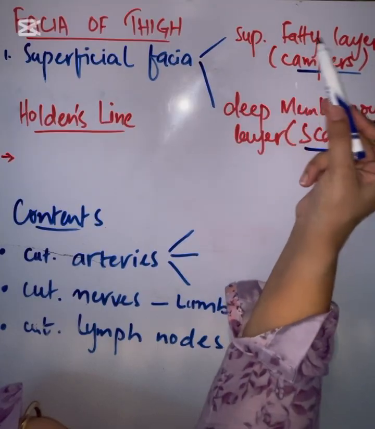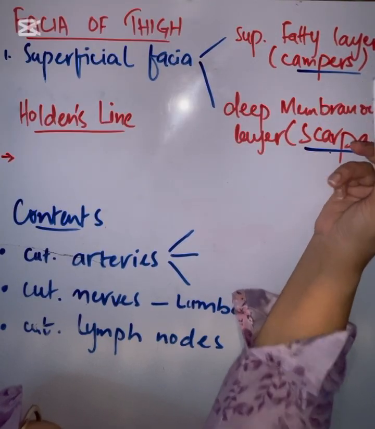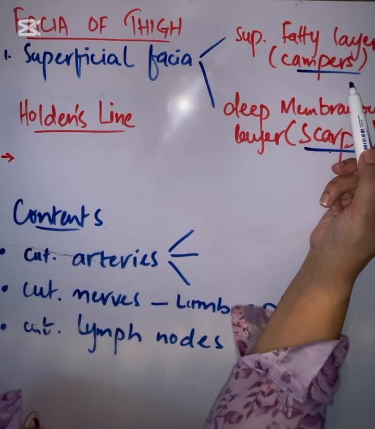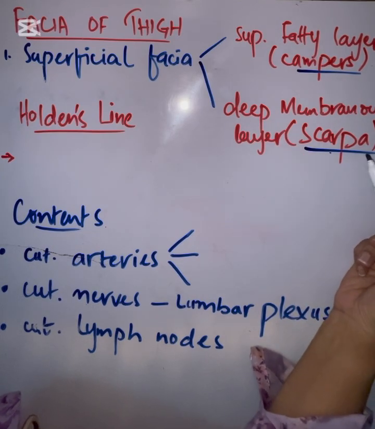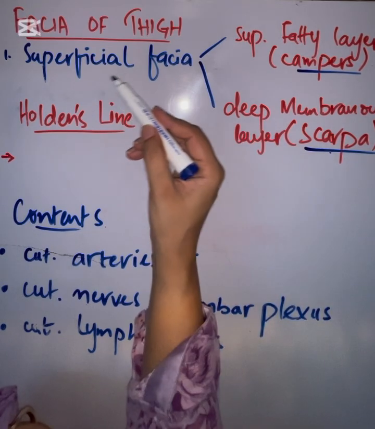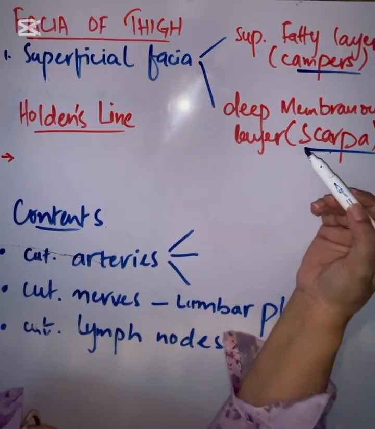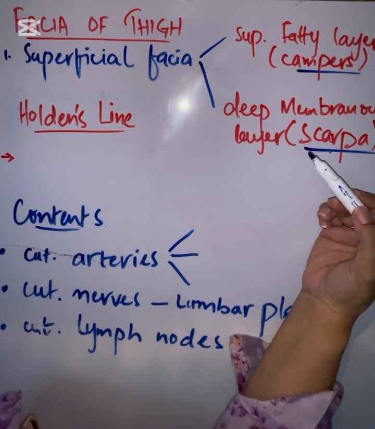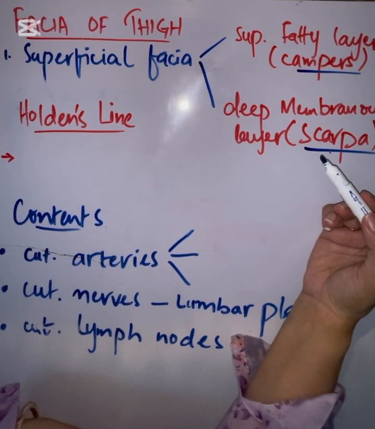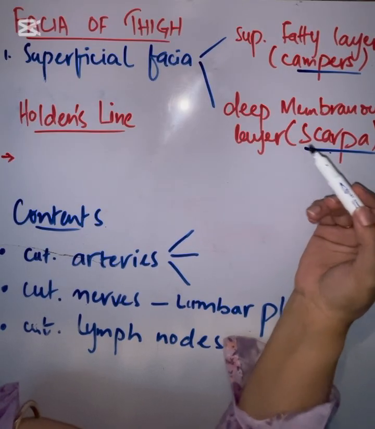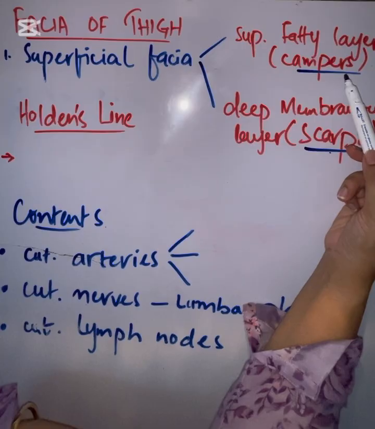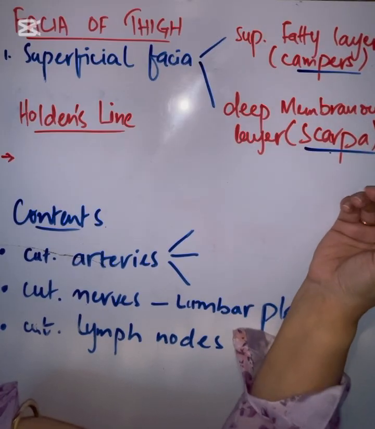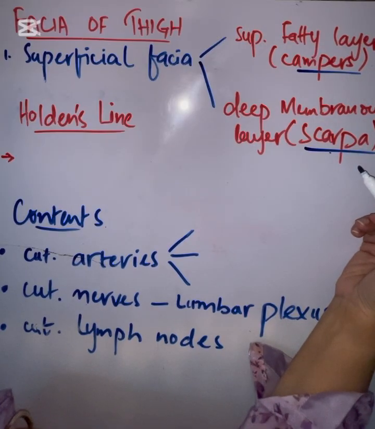One is the superficial fatty layer, which is also called the Camper's fascia, and the other is the deep membranous layer, which is also called the Scarpa's fascia. Now, the superficial fascia of the thigh is a direct extension from the abdominal fascia. The fascia of the abdomen extends into the thigh, and that is further subdivided into the superficial fatty layer or Camper's fascia and the deep membranous layer or the Scarpa's fascia.